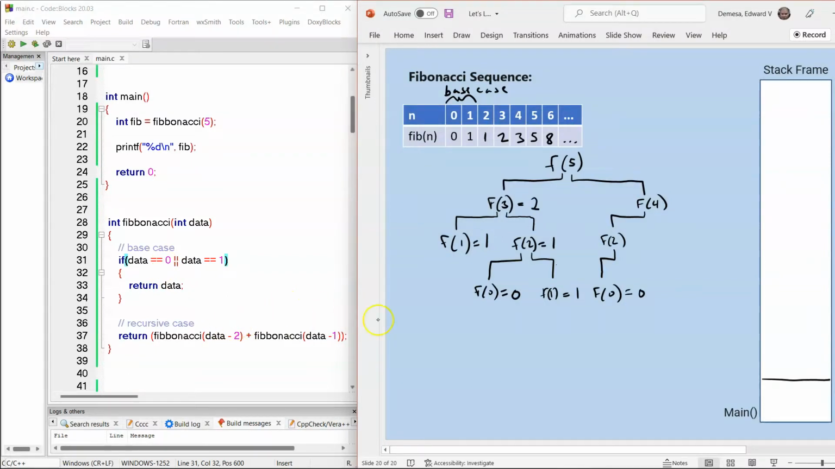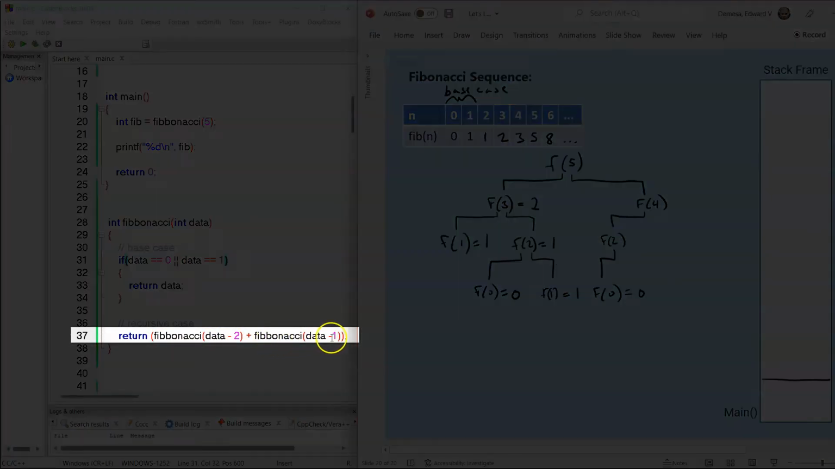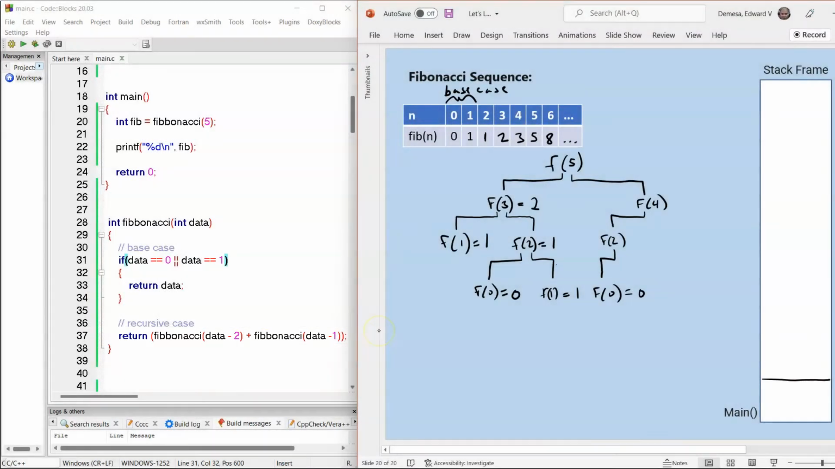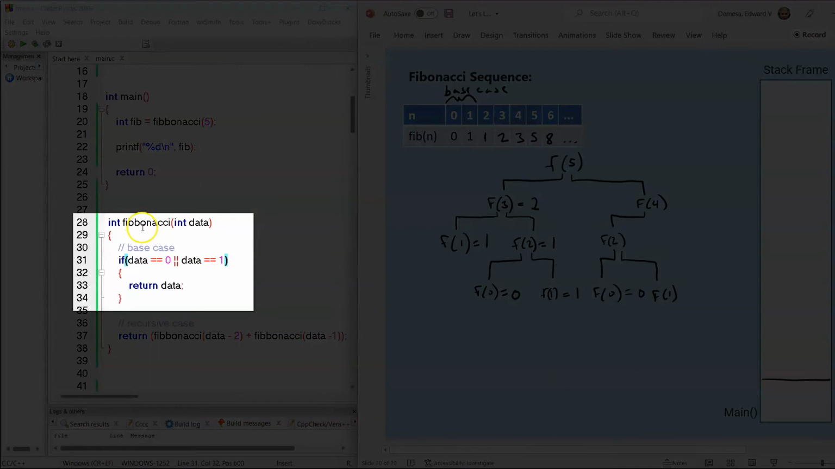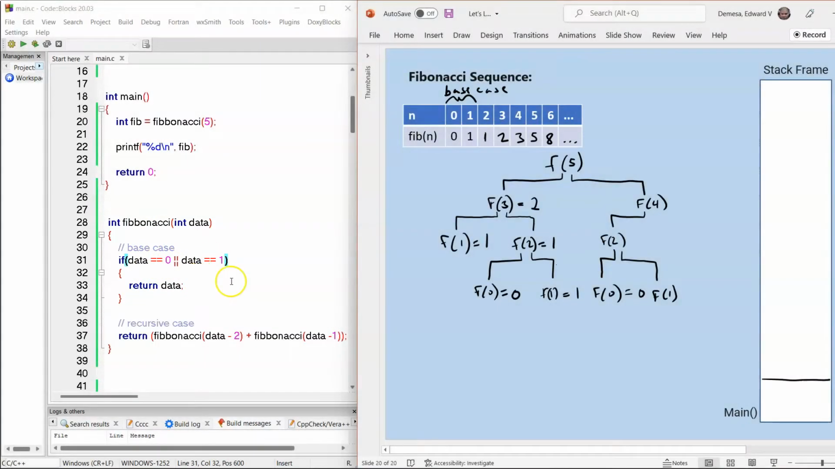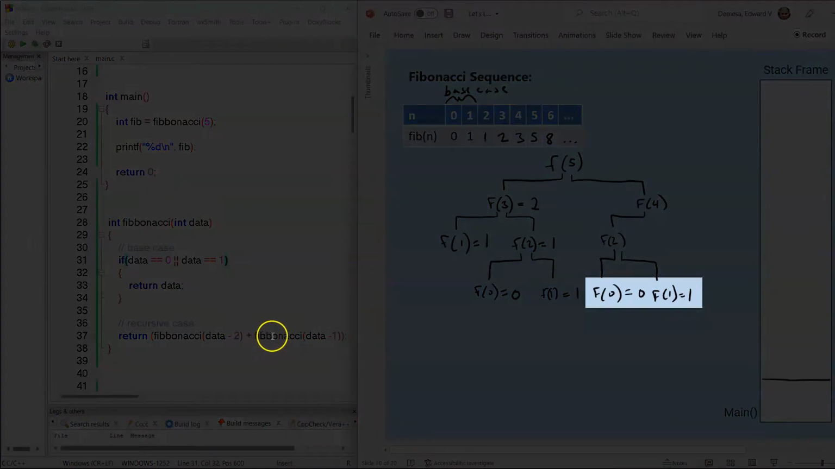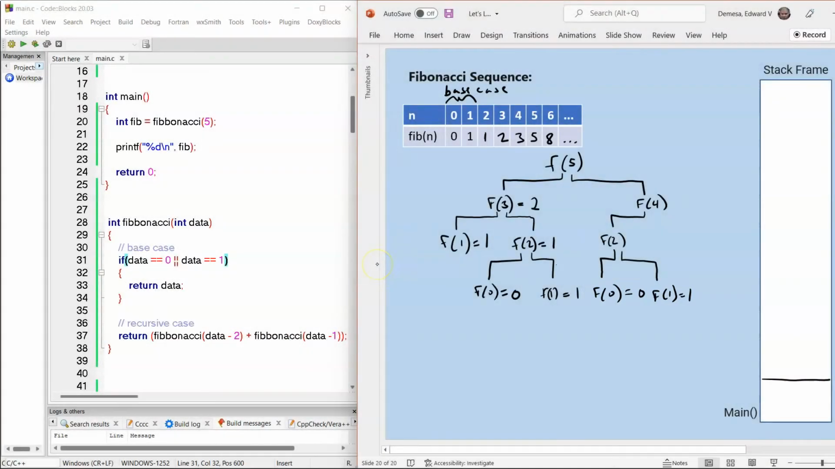The control then goes back to f of 2. F of 2 resumes on line 37, where it calls its second Fibonacci number, 2 minus 1, which gives us f of 1. And so the compiler goes back to line 28, enters the function, and on line 31 it checks, is 1 equal to 0 or 1 equal to 1? The answer is yes, so it returns f of 1, which is 1. The control then goes back to f of 2. F of 2 has nothing left after line 37, and so it adds the two results. 0 plus 1 is 1, and so f of 2 returns 1.